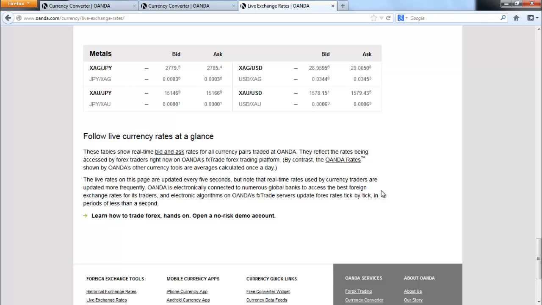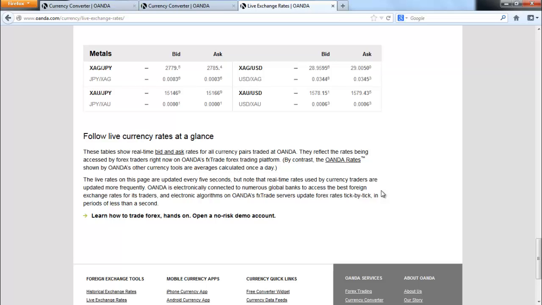The live rates on this page are updated every 5 seconds, but note that real-time rates used by currency traders are updated more frequently. So even though this website updates every 5 seconds, the currency traders are updating in milliseconds. OANDA is electronically connected to numerous global banks to access the best foreign exchange rates for its traders, and electronic algorithms on OANDA's foreign trade servers update forex rates tick by tick in periods of less than a second.